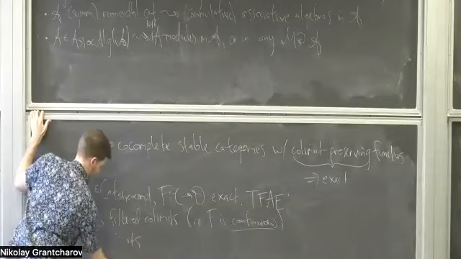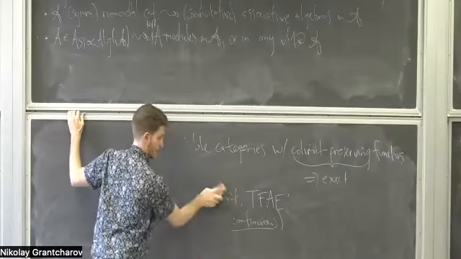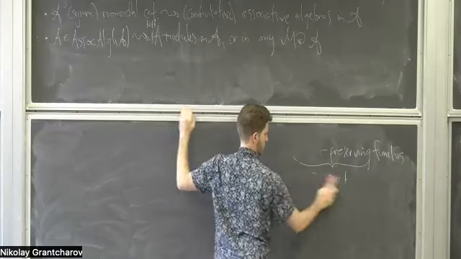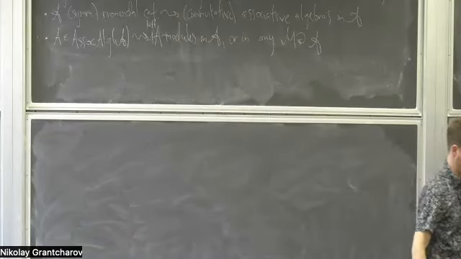Try to define DG categories and then we'll stop. Right. Can I ask a question? Yes. So what are some examples of associative algebras in Cat stable?